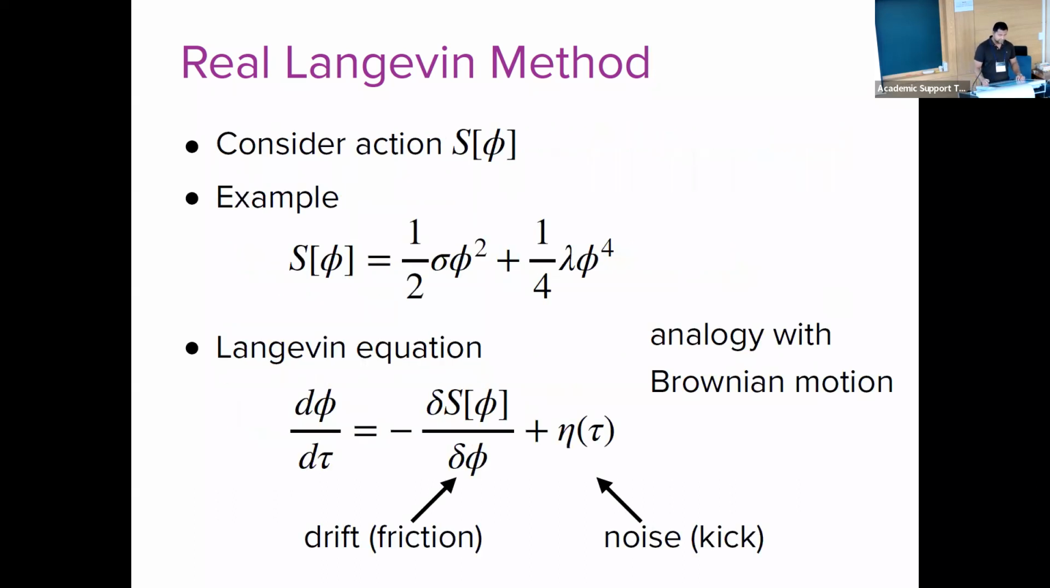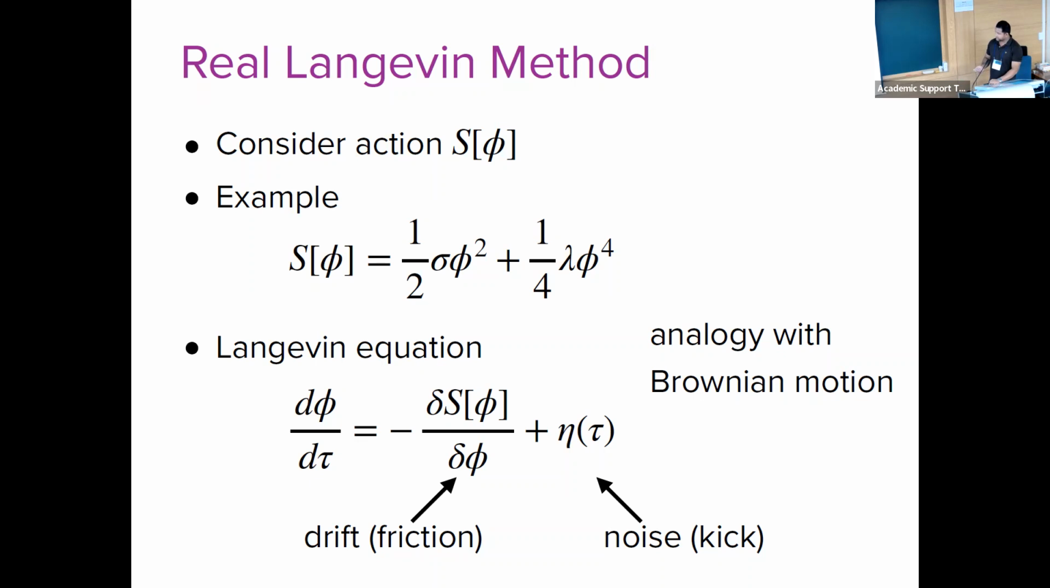Let's look at a simple case, an action which consists of only one scalar field, phi, containing phi squared and phi to the power 4. The idea is to study the observables of this model using the Langevin method. We evolve the field phi in the Langevin time tau. This is the evolution equation, and it is similar to the equation for Brownian motion.